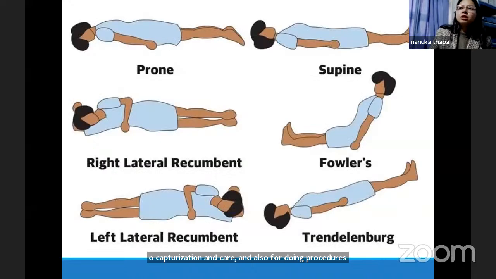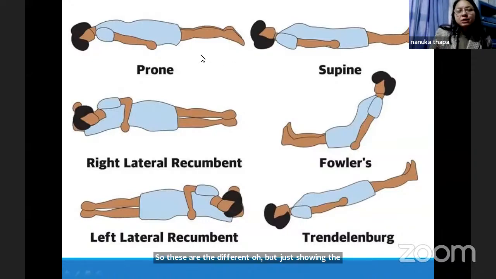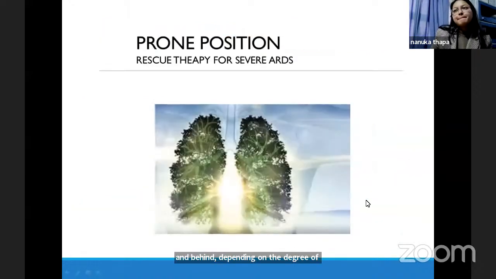So these are the different pictures showing the different positioning. This is a prone position, as we've talked about, the patient lies on the abdomen. Supine, where the patient lies in this normal, where the ventral side is upwards. The right lateral recumbent, where the patient lies on the right side. This is the left side. Fowlers, like we talked about, the low, the semi, and the high, depending on the degree of angulation or the patient being propped up, and the Trendelenburg.